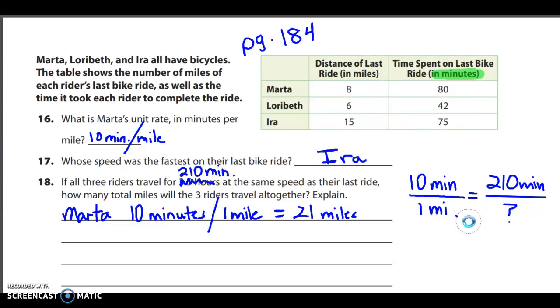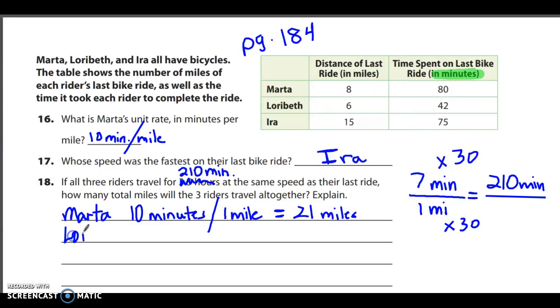Now I have to do the same thing with all the other kids, except it's going to be a little bit different math, because the next kid was Laura Beth. Laura Beth can go 1 mile in 7 minutes. Well, how do I get from 7 up to 210? I multiply by 30. 7 times 3 is 21, and times 0 makes 210. So if you multiply one term by 30, you have to multiply the other term by 30. And so what do you get? You get 30 miles for Laura Beth.